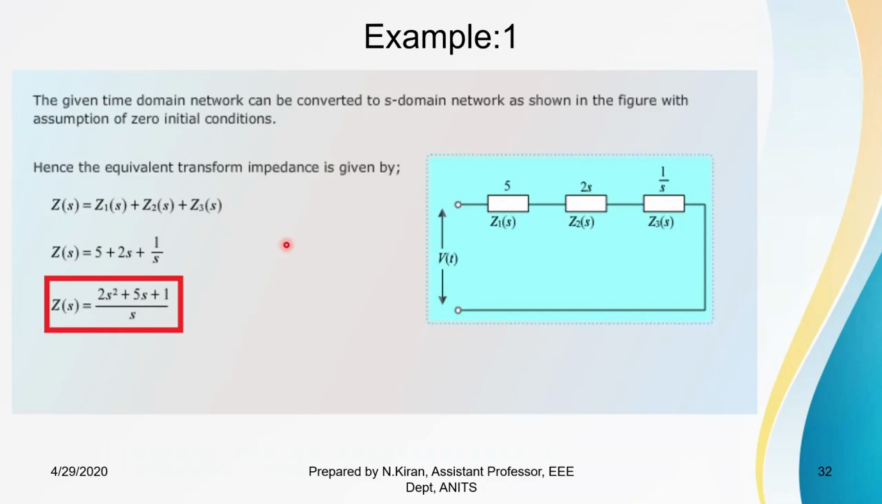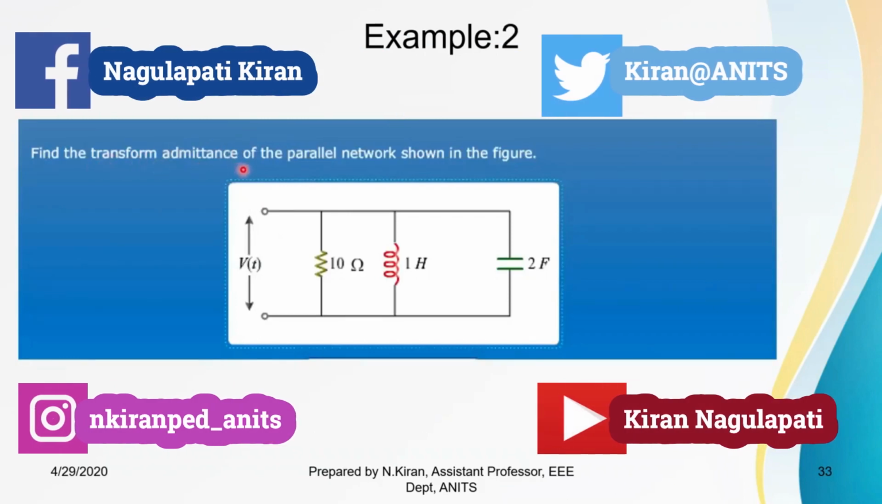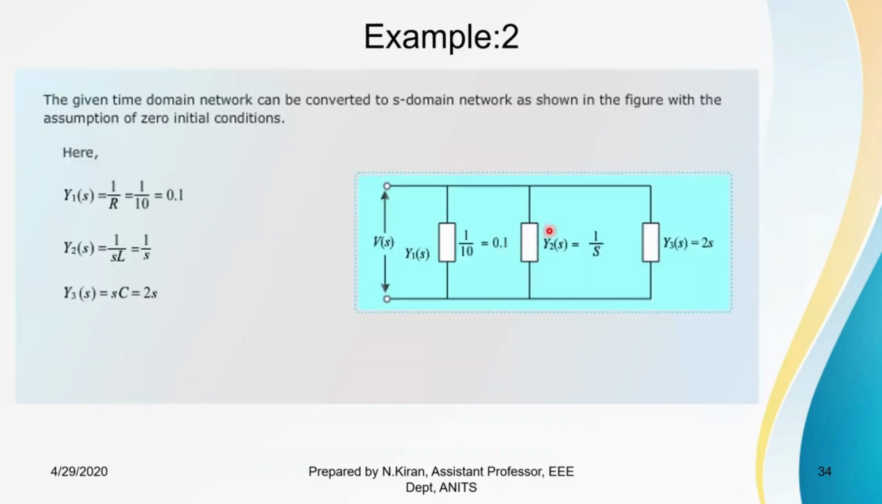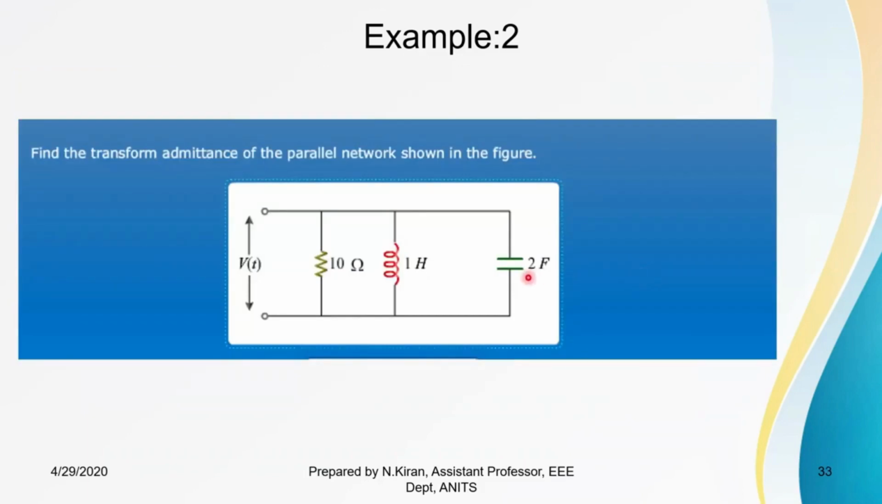The second example has asked us to find the transform admittance of a parallel RLC network. So here, if I convert this into the Laplace domain, 10 ohms remains the same. 1 Henry becomes 1 into S and 2 farads becomes 1 by 2S. So that is in impedance. But if I want it in admittance, then 10 becomes 1 by 10, inductor becomes 1 by SL and capacitor becomes CS.